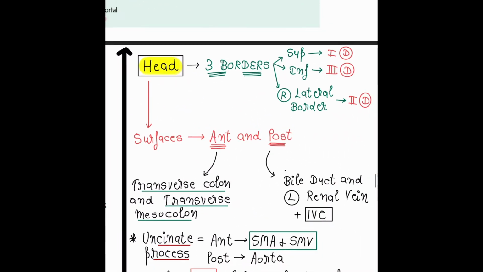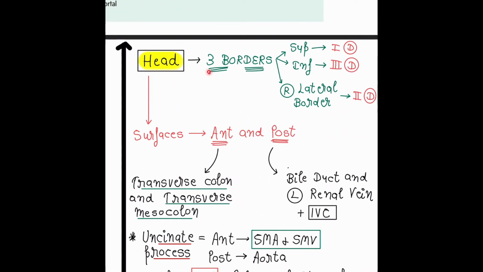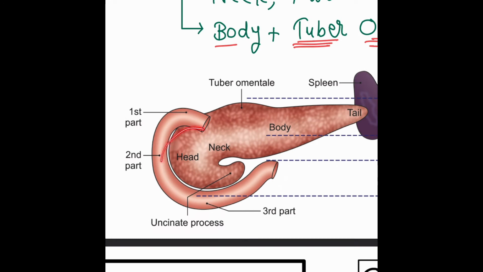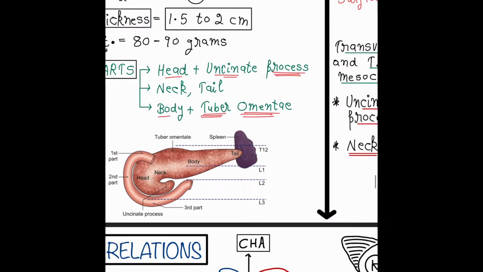Talking of the head of the pancreas, we have majorly three borders: the superior, the inferior, and the right lateral border. If you see in this diagram, this region is the head. You have the superior border, you have the inferior border, and you have the right lateral border. Okay, so the superior, the right lateral, and the inferior border. Now what's related to the superior border?